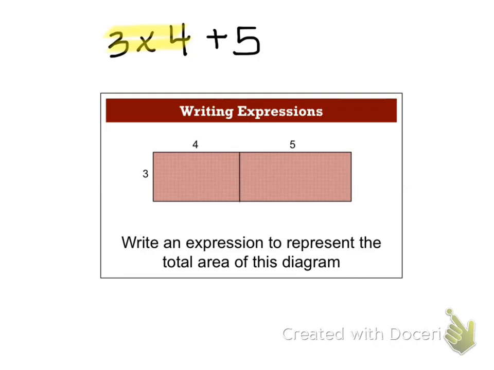3 times 4 can also be used to find the area of one of the two smaller rectangles. You can see one of the smaller rectangles has now been highlighted in blue. That rectangle would have an area of 3 times 4.